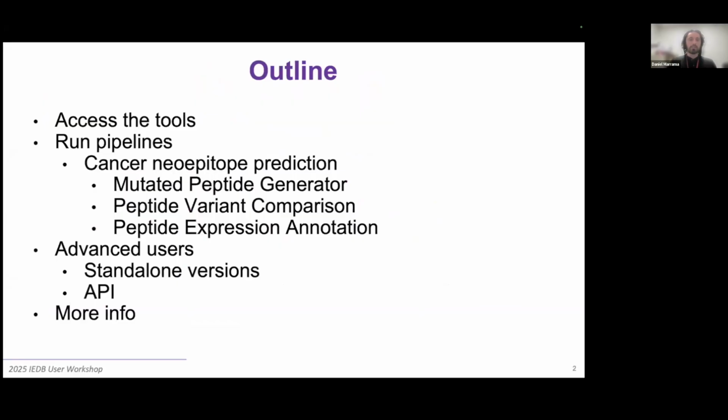So as an outline for this presentation, I'm going to show how we can access those tools and run this specific example of a neoepitope prediction pipeline using these three tools together. And you'll see how we can easily pipe those tools together on the NextGen site. Then I'll go into more detail on how advanced users can use these tools outside of the NextGen website or the browser, both as standalone versions or using our API. And I'll go over some other info as well.